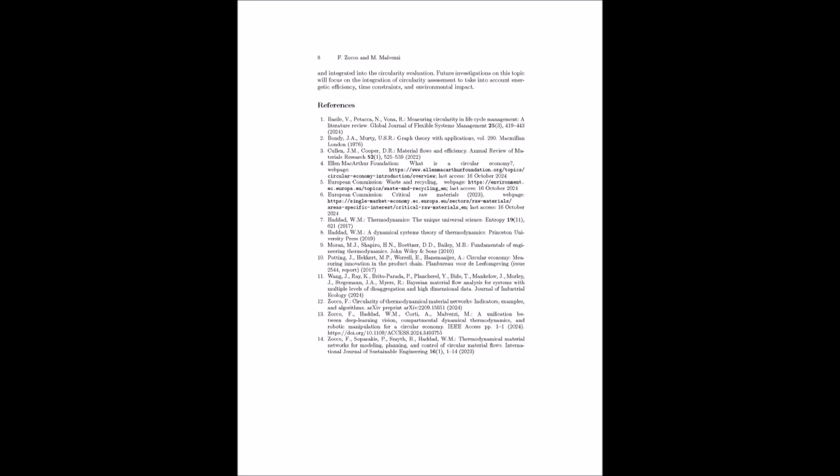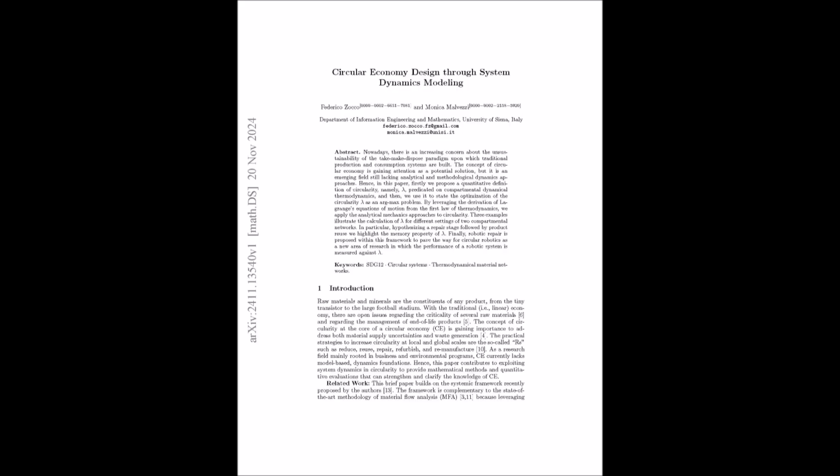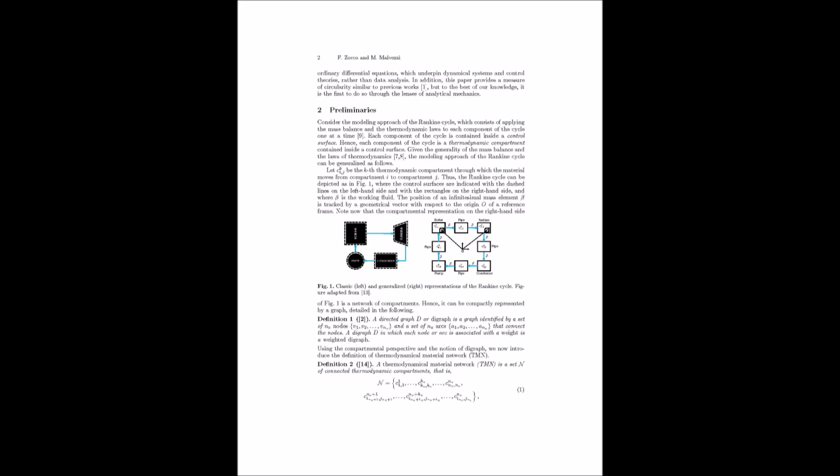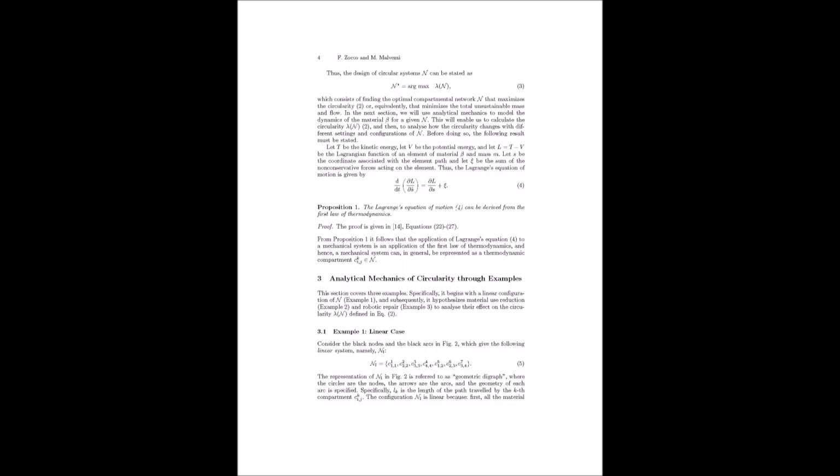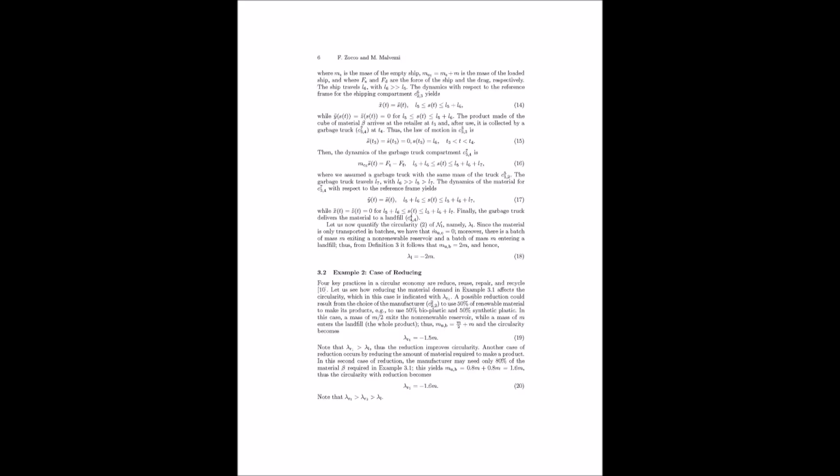The second scenario in this example explores reducing just the overall amount of material needed to make the product. So it's like designing for efficiency, right? Exactly. Imagine the manufacturer discovers a way to achieve the same functionality with only 80% of the original material. This reduction directly translates to less material being extracted and less waste ending up in the landfill. Okay, so both the mass extracted from the non-renewable reservoir and the mass ending up in the landfill would be reduced to like 0.8 meters? Precisely. The total unsustainable mass now becomes 1.6 meters, leading to a circularity score, lambda, of minus 1.6 meters, as shown in equation 20.